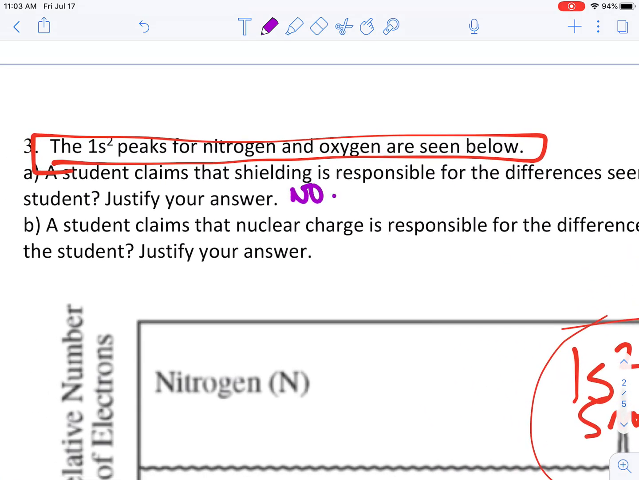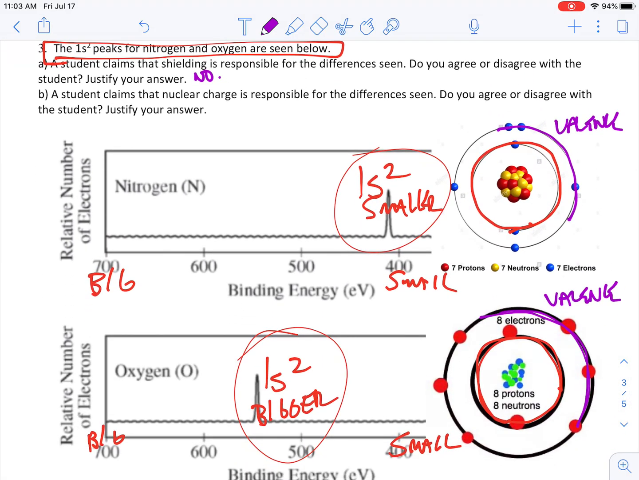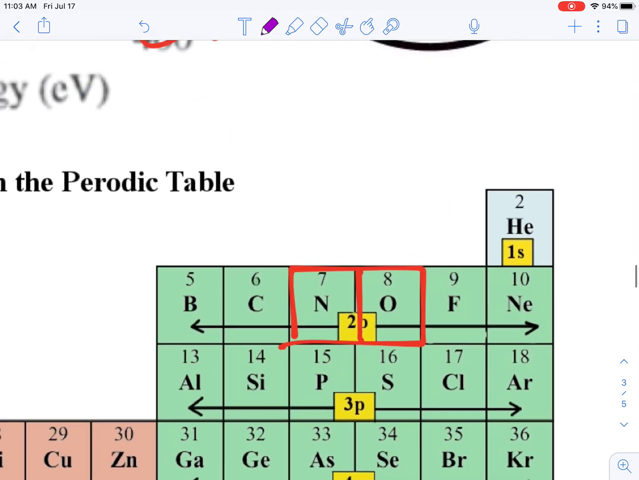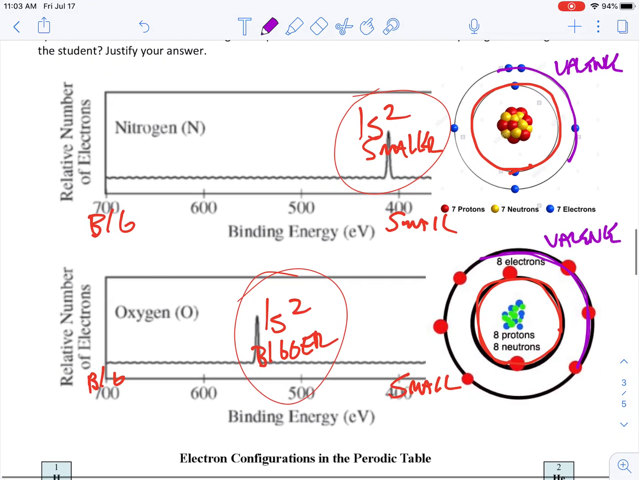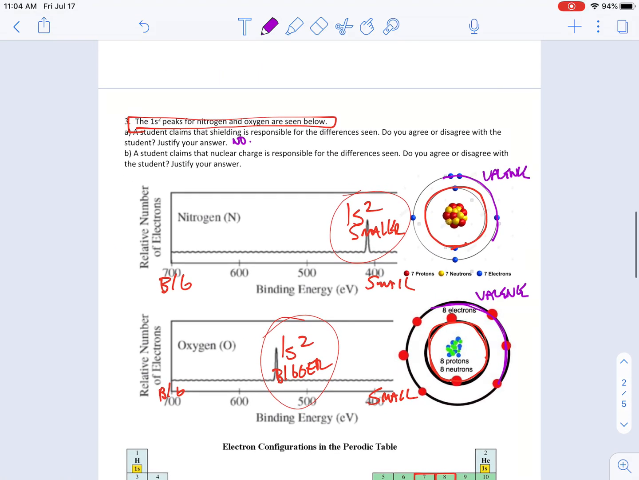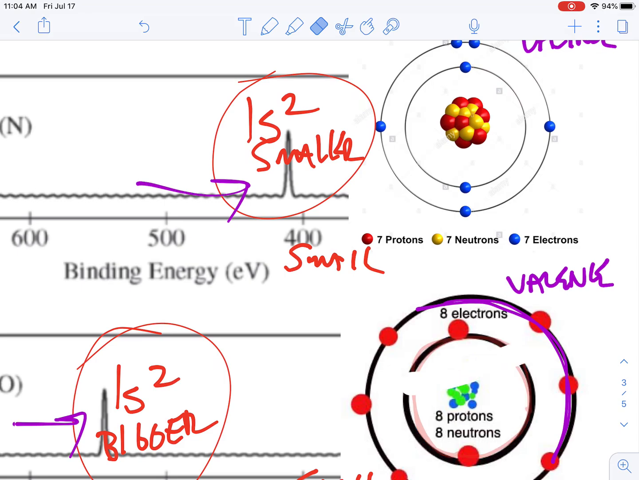So the answer to part A is no. Shielding does not account for the differences seen because both of them are at the same energy level. Both of them are only being shielded by those electrons. Plus, not to mention the fact that in both of these cases, the peak we're looking at here is the 1s2 peak.